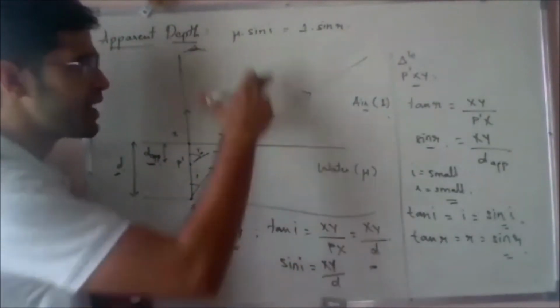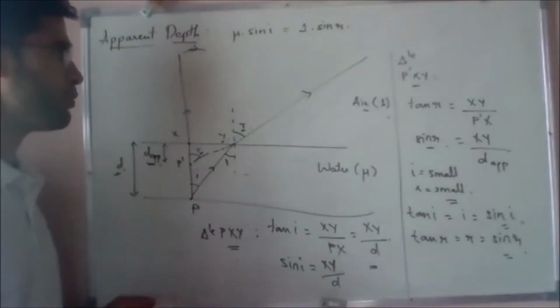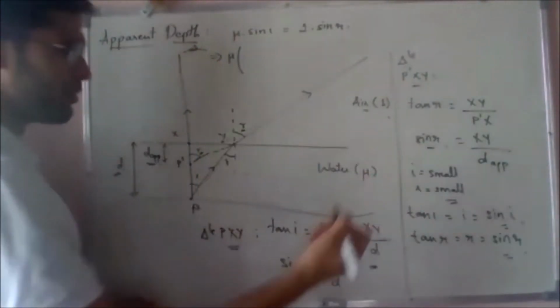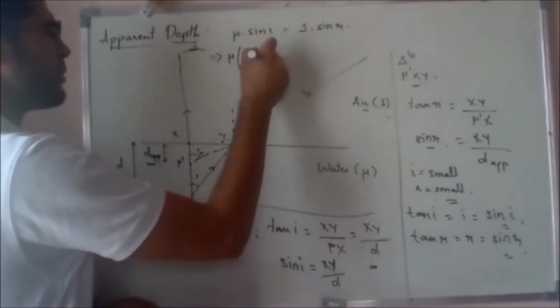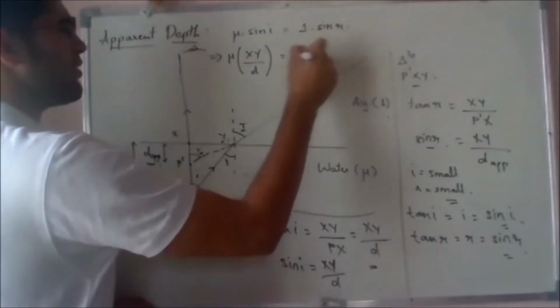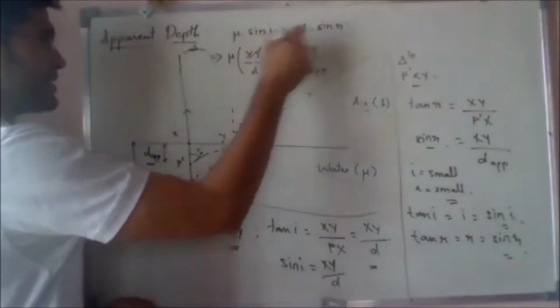The only difference is that when you're writing this equation, you write the relevant Snell's law equation, right? So mu into sin i will be equal to 1 into sin r. But what's sin i equal to? Sin i was equal to xy divided by d. Your sin r is equal to xy divided by d apparent, right? So your xy gets cancelled.